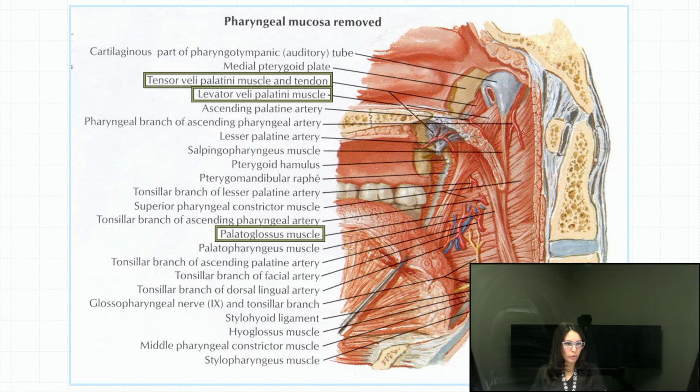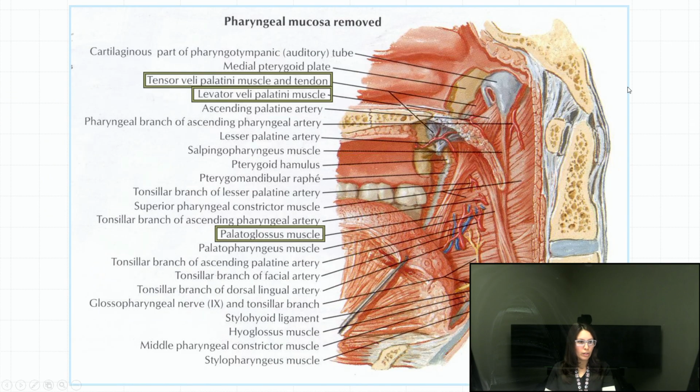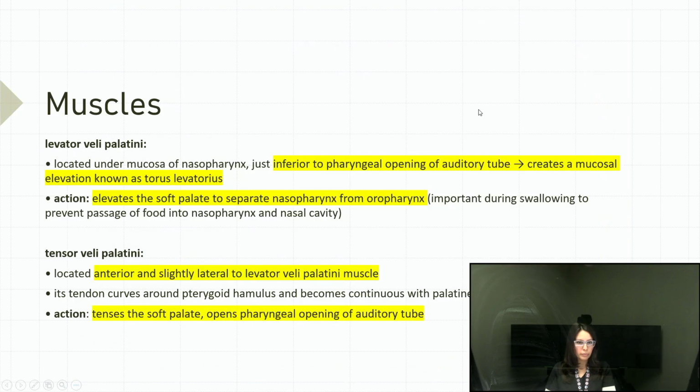So I'm going to show you the muscles real quickly. Here's the tensor veli palatini muscle and tendon, and here's the levator veli palatini, which I already described. The tensor veli palatini is more anterior and slightly lateral to the levator veli palatini, as you saw in this picture over here.